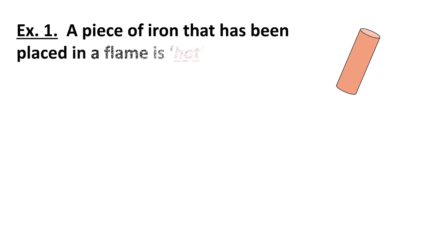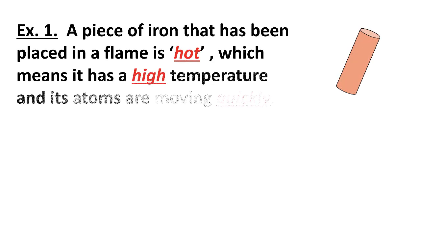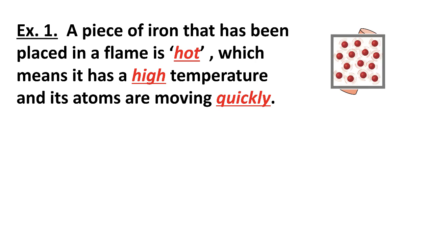Now to start, let's look at a simple physical example. If we take a piece of iron that's been in a flame, we would say that it's hot. And what that means is the iron has a high temperature and the iron atoms are moving quickly. So if we look at this on an atomic level, we'd see iron atoms vibrating back and forth very fast.